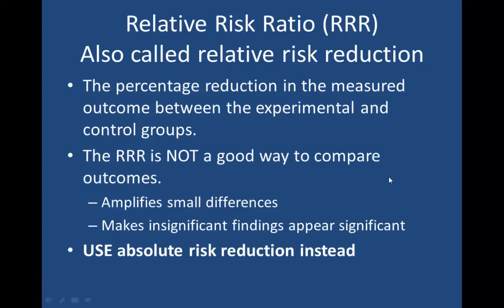If I'm given the choice between relative risk ratio, remember we said that most randomized controlled trials will report risk ratios. Relative risk ratio, risk reduction, those were all names for the same thing. It's a way for a statistician to make their data look better, their outcomes look better than they really are. You're going to know to use absolute risk reduction instead.